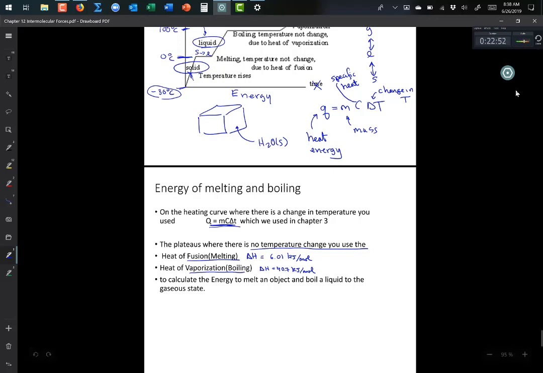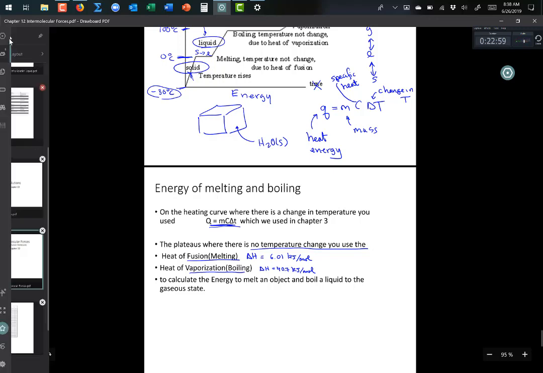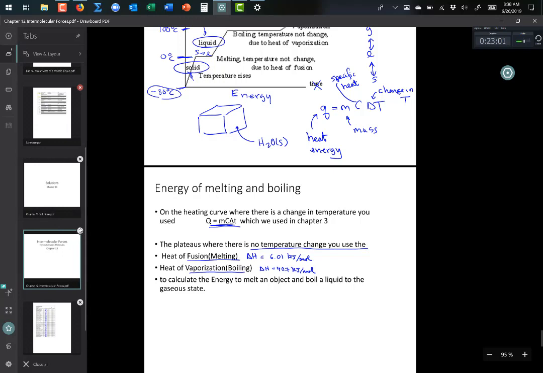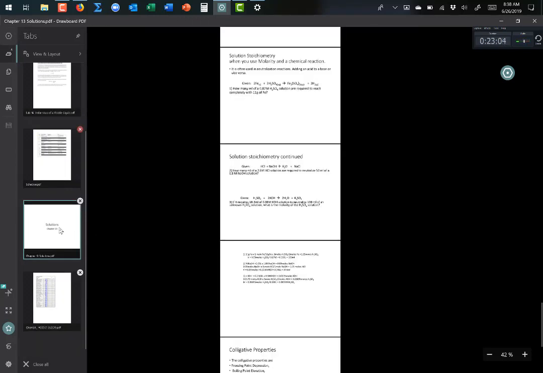Okay, we're going to move to the next chapter where we'll talk about osmosis. I'm just trying to close the intermolecular forces chapter out. There we go.